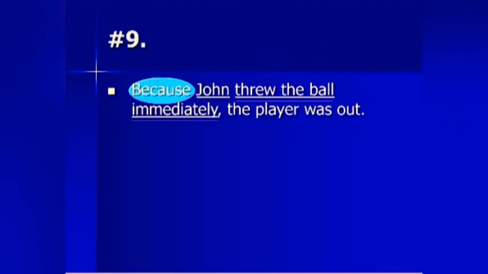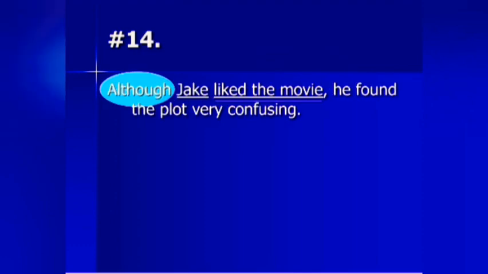Because John threw the ball immediately, the player was out. So, because John threw the ball immediately is the subordinating clause. Since I was stuck in traffic, I almost missed my flight. So since I was stuck in traffic is the subordinating part. The since is the subordinating conjunction, and the underlined part is the subordinating clause. Although Jake liked the movie, he had found the plot very confusing. Although is the subordinating conjunction here.